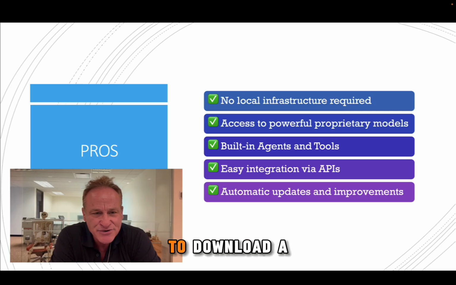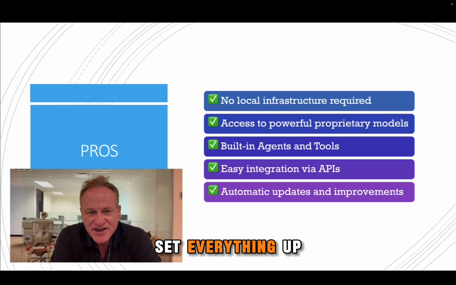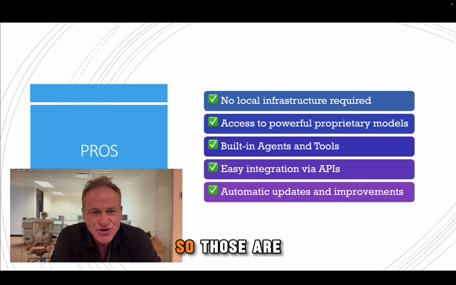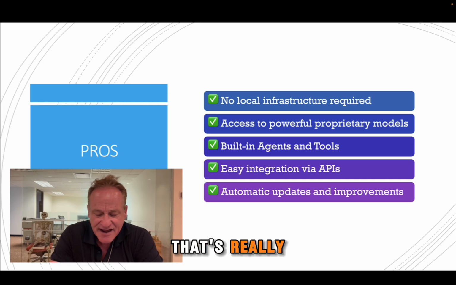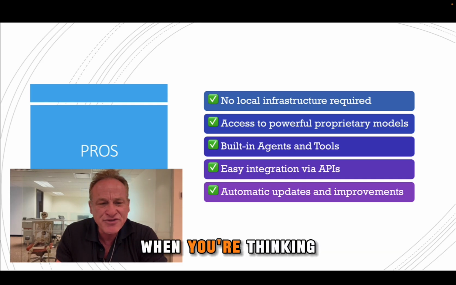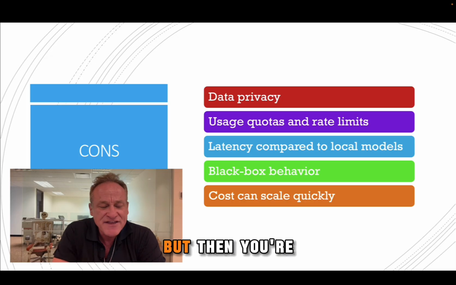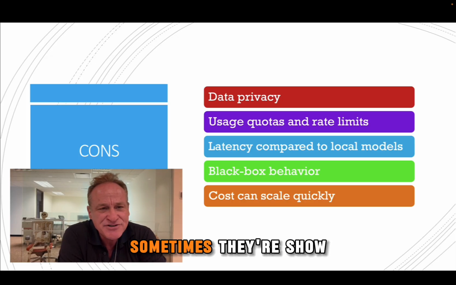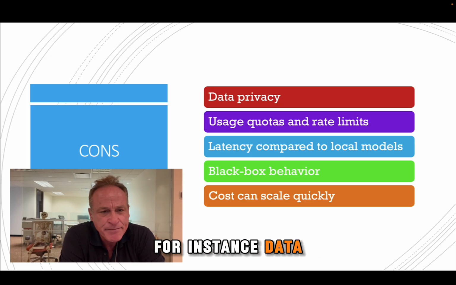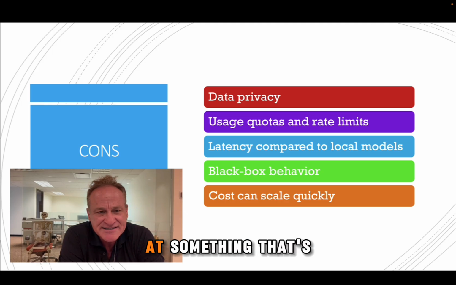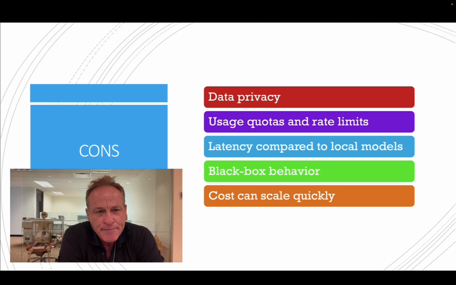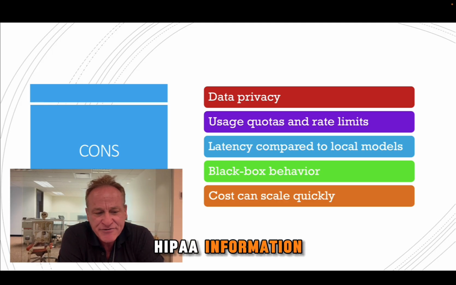You don't have to download a new model, set everything up, it's just there. So those are the pros, and there are some pretty significant pros when you're thinking about it from that standpoint. But then you're going to get to the cons, and the cons, sometimes they're showstoppers. For instance, data privacy. If you're looking at something that's protected information, personal information, like HIPAA information, you just can't use the cloud models for those.